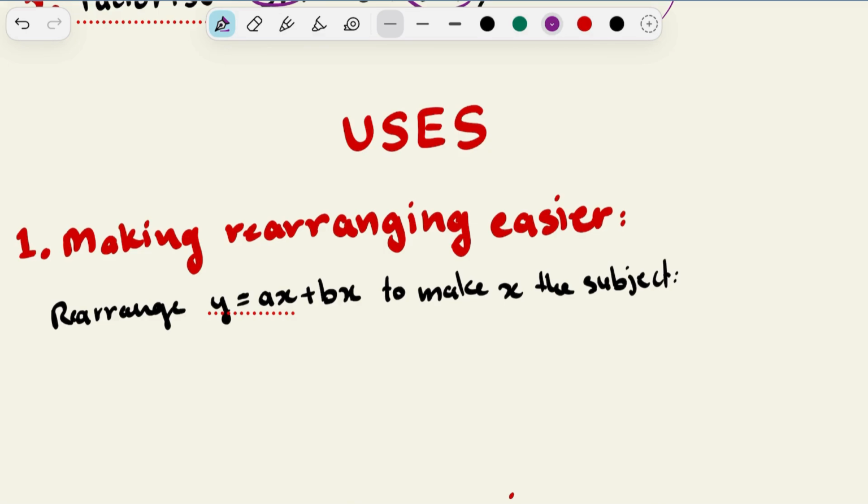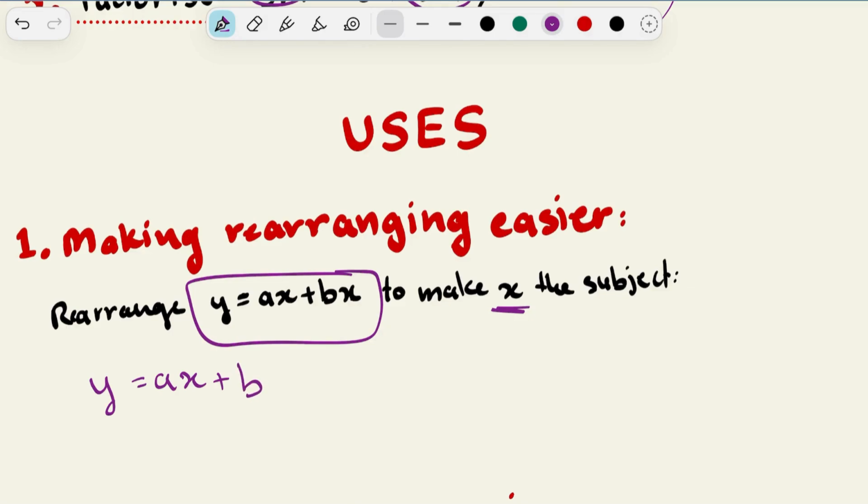Let's imagine you have to rearrange this, and we don't know how to factorize. Then it's not really possible. It's going to be really hard. I don't think there is a way without factorization, but there might be. Don't take my word for it. But we need to know factorization to do this easily, right? So we need to make x the subject over here. So we've got y is equal to ax plus bx. So what we can do over here is basically factorize this first.